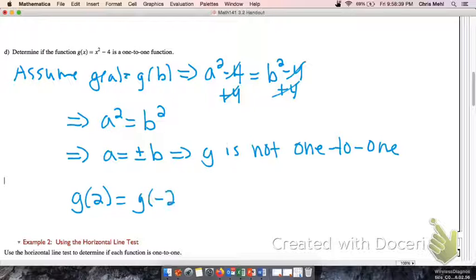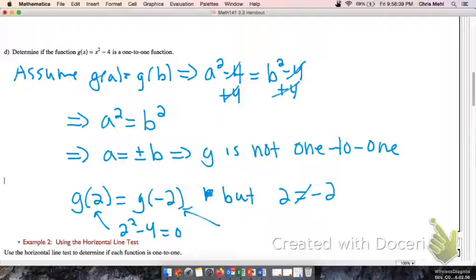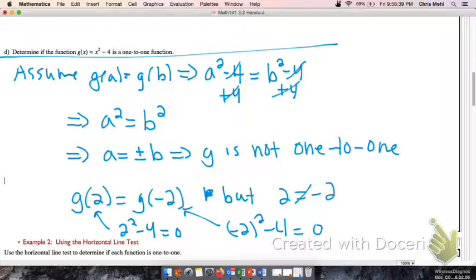You can also show it's not 1 to 1 just by noticing that g of 2 is the same as g of negative 2, but the inputs are different, and you're getting the same outputs, right? Like this right here is 2 squared minus 4, which is 0, and this is negative 2 squared minus 4, which is also 0. Okay, so you can show something is not 1 to 1 just by showing that when you plug two different numbers into the function, you're getting the same output. In this case, 0.